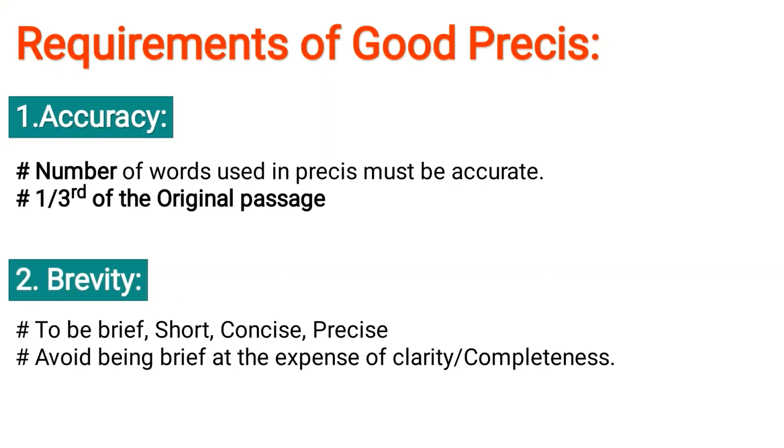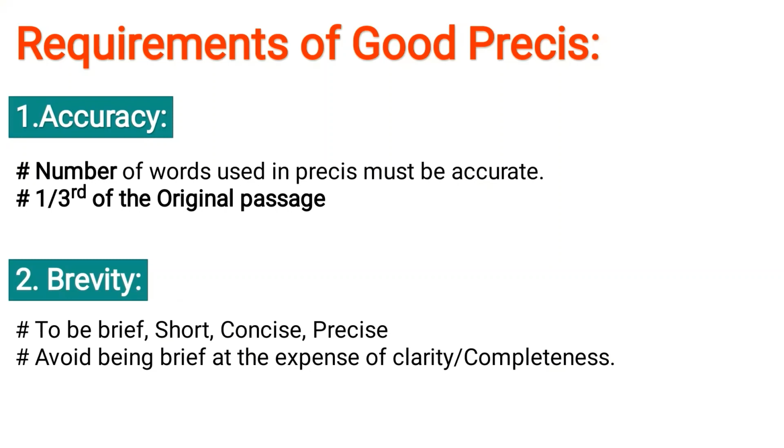Viewers, let's start with the requirements of a good Precis. We know that when we try to attempt something, we must know what the requirements are. So for Precis, there are also certain requirements which we must know in detail in order to make a good Precis. So the very first requirement for Precis is accuracy. Now what should be accurate in Precis? As you can see on the screen, the number of words used in Precis must be accurate.